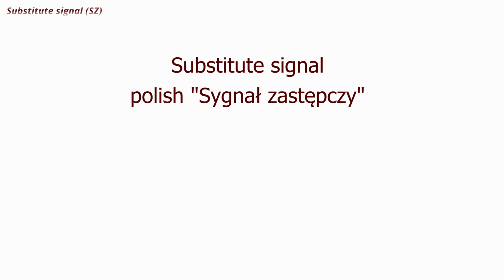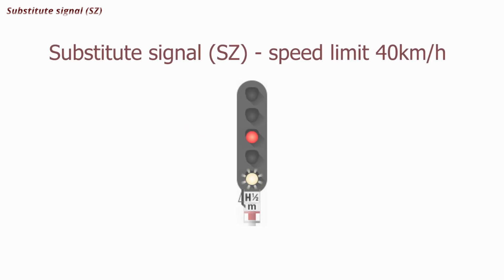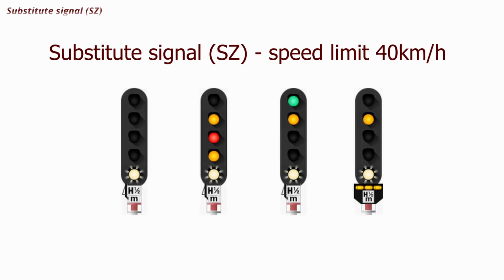In a situation where the dispatcher cannot give the signal correctly, he may turn on a substitute signal at some semaphores. In Polish, sygnał zastępczy, short form SZ. He does this by displaying a flashing white light. The flashing white light cancels the signal that is displayed beyond it and allows you to drive with caution at the speed limit of 40 km/h. There will be a separate video about the substitute signal.